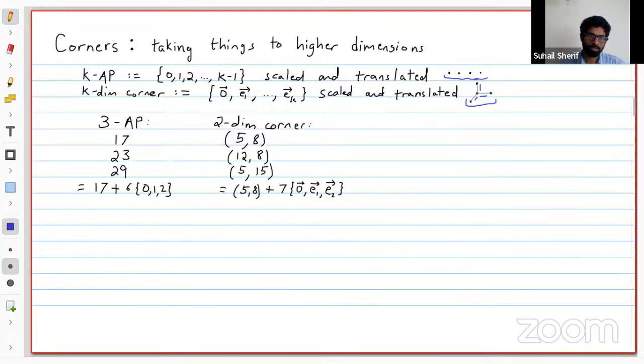So for instance, this is a 3AP: 17, 23, 29, which is just 17 plus 6 times our basic set. And here's a 2-dimensional corner, which is 3 points. This is the new origin, (5, 8), and we've scaled each of the arms by 7. So it's a very easy definition of what a corner is. And we'll be interested in such shapes, which are basically scaled and translated versions of a base shape.